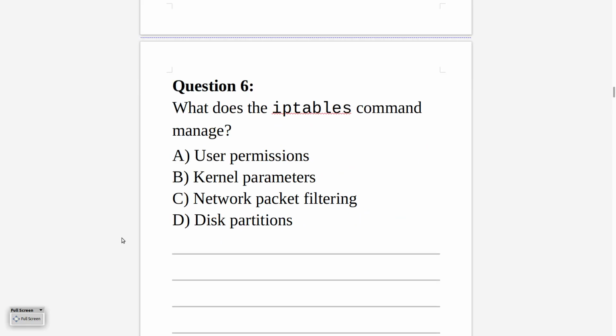Question 6. What does the iptables command manage? Is it user permissions, kernel parameters, network packet filtering, or disk partitions? So I happen to know that iptables is to do with firewalls, basically. It's networking, firewalling. So it's not user permissions, it's not disk partitions, it's not kernel parameters, whatever those are. It's going to be network packet filtering. If I remember correctly, I think it might even have something like an in filter out or something like that. Let's see what the answer is.